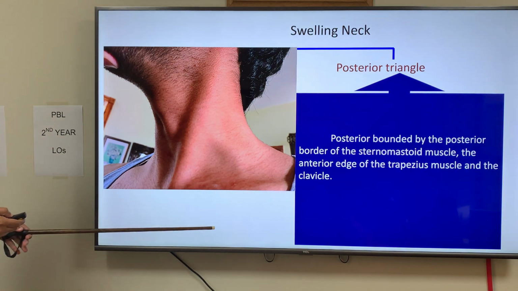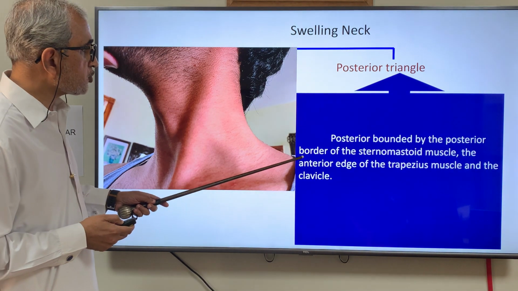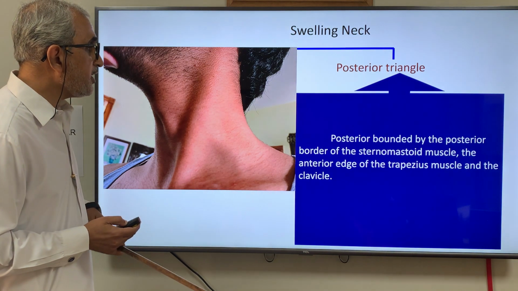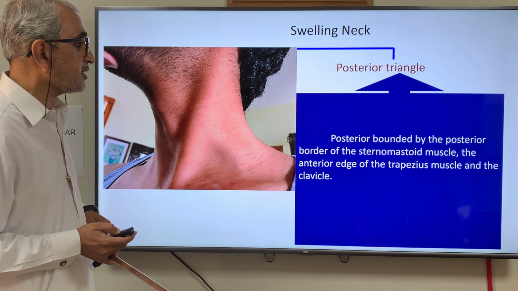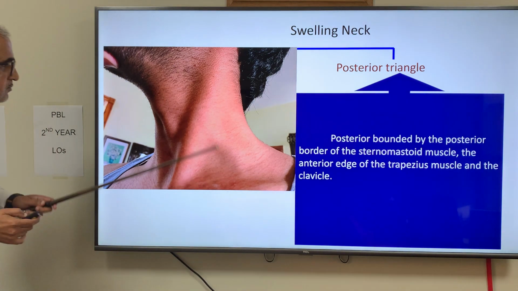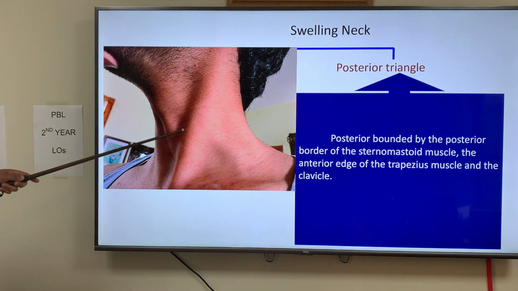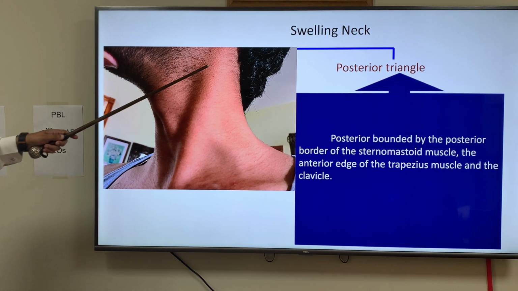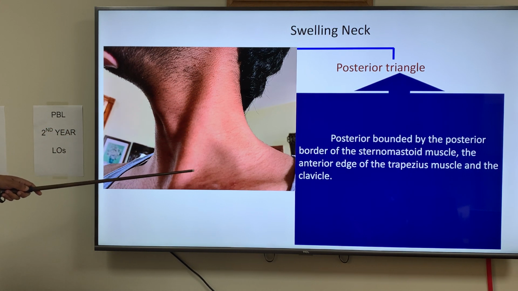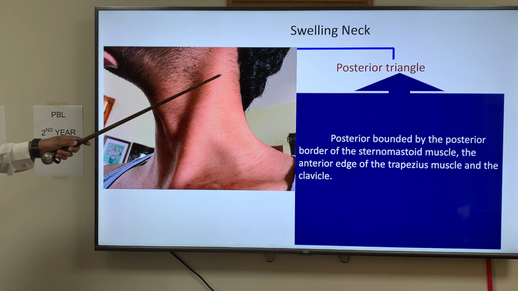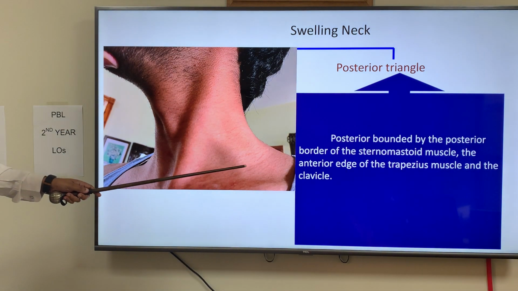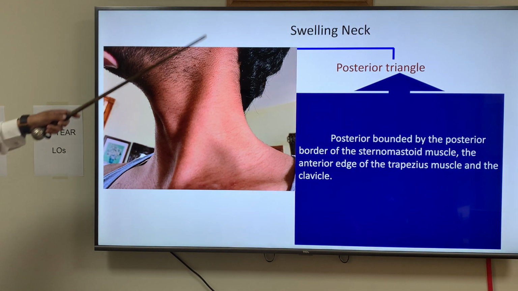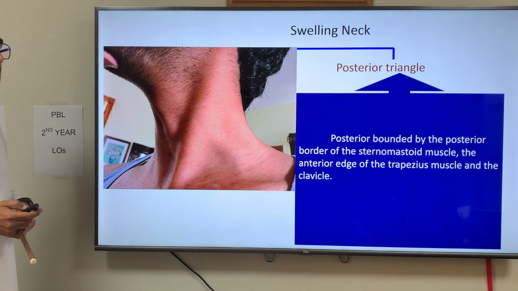The posterior triangle is bounded by the posterior border of the sternocleidomastoid muscle, the anterior edge of the trapezius muscle and the clavicle. This is the anterior border of the sternomastoid muscle. This is the posterior border of the sternomastoid muscle. This is the anterior edge of the trapezius, and this is the clavicle. So this is the posterior triangle of the neck.